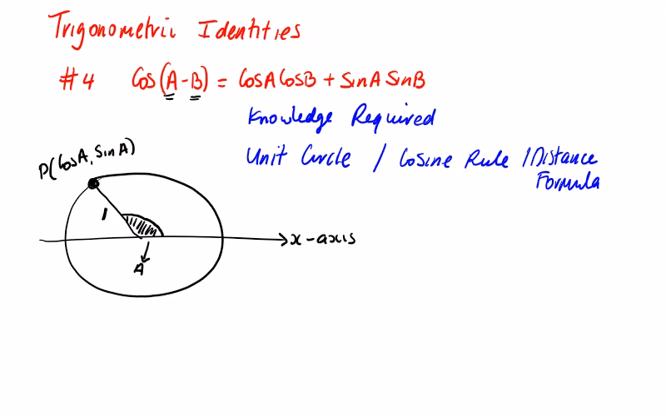So let me just change color and we'll do another angle. If I take this angle here, call this the point Q, and I call this blue angle B, because these are the angles that were given in the question, the point Q is (cos B, sine B). And my circle obviously has its middle at (0, 0).